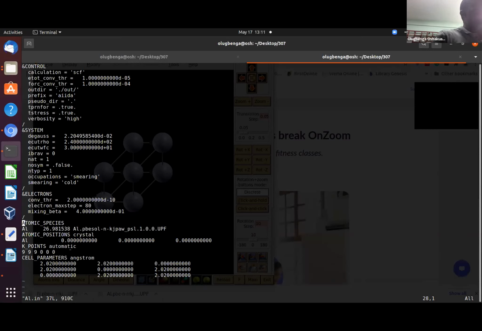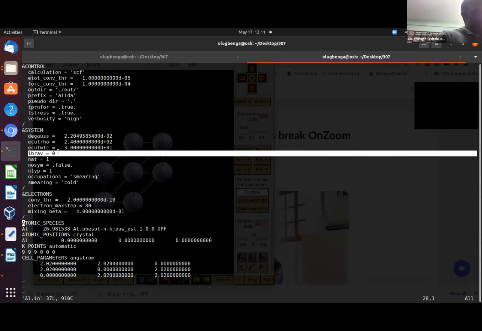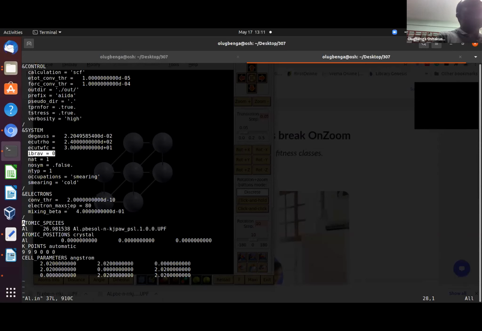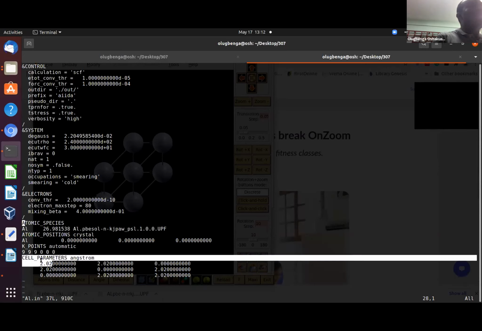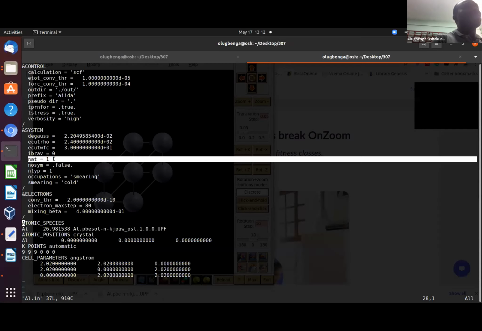So that aside, let's look at some other things on this page. Don't let everything we have here bother you, but what should bother you is ibrav equal to zero. ibrav equal to zero means that the cell is being defined by these cell parameters here. And nat is saying number of atoms. The number of atoms here is one, because in a primitive cell, we have one atom.